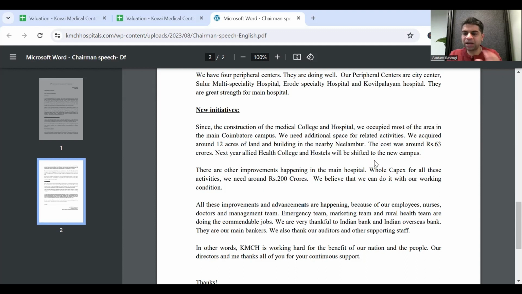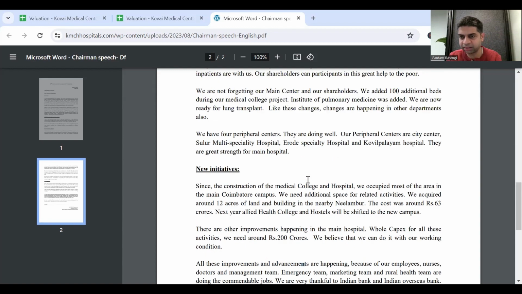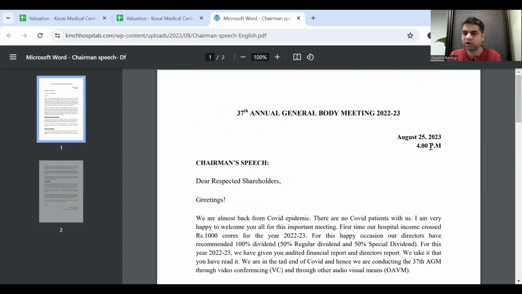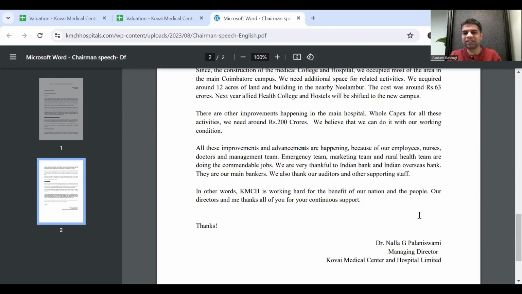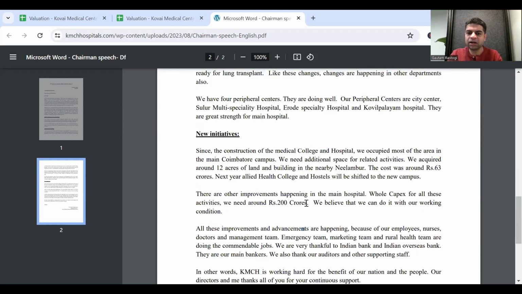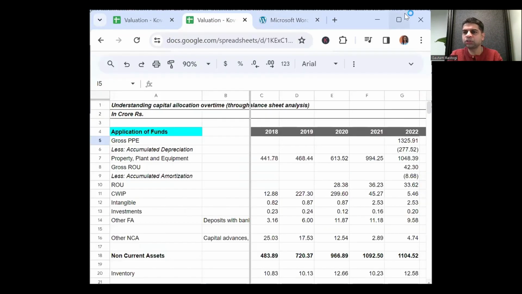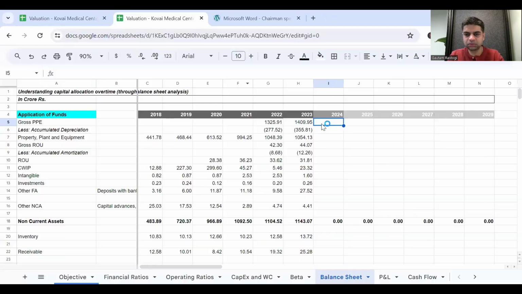But anyway, overall capex that they have said they'll do is 200 CR, and this is from August 25, 2023. So this is from this financial year. Let's assume that they'll do this 200 CR over a period of 2 years. If there is more communication from the management, we tweak our assumption. But for now, I believe that they will do it in 2 years. So let's project this out.